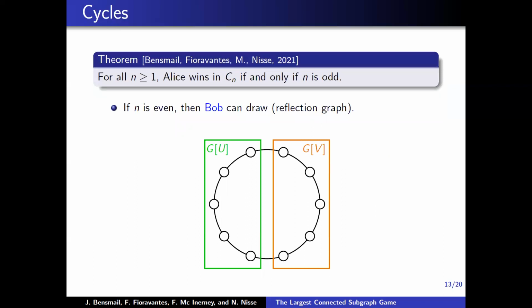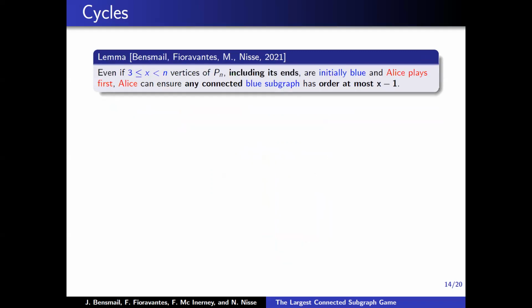So in general, for paths, we have the result. And then for cycles, we can, again, do similar results. So in cycles, we show that Alice wins if and only if n is odd. So when n is even, again, it's a reflection graph, so Bob can force a draw. So we need to show that Alice wins when n is odd.